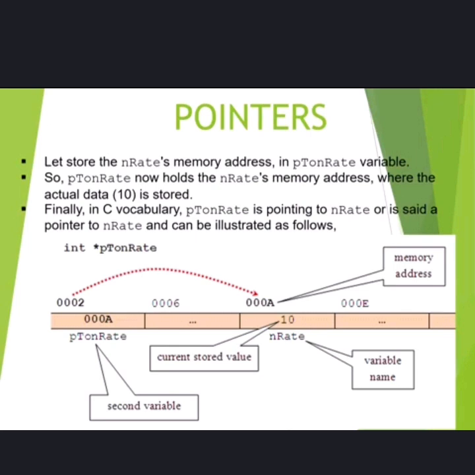Let's store the rate's memory address in the ptrRate variable. So ptrRate now holds the rate's memory address where the actual data is stored. Finally, in C vocabulary, ptrRate is pointing to rate, or is set as a pointer to rate, and can be illustrated as follows.